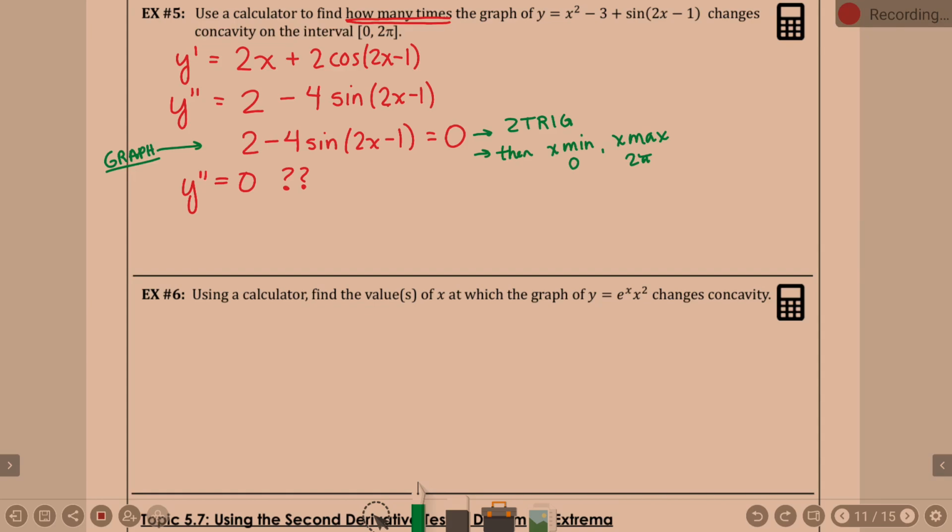So I would now go into your window setting, and I would make my X min 0, and my X max 2 pi, because that's the only interval I really care about. I'm going to hit graph again. And now I'm specifically looking at the interval 0 to 2 pi.